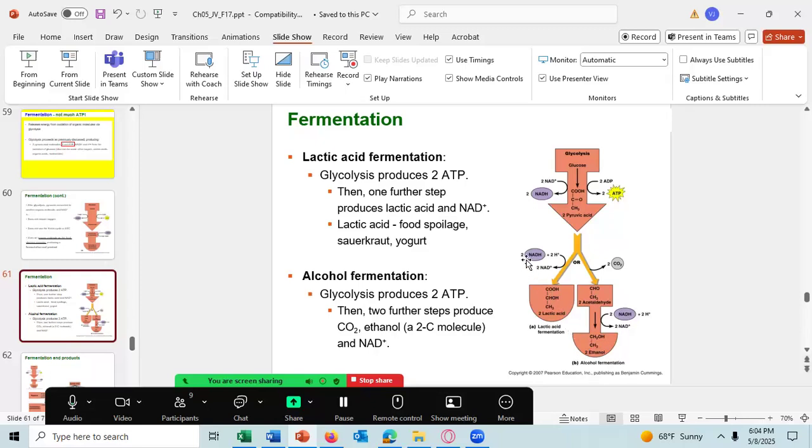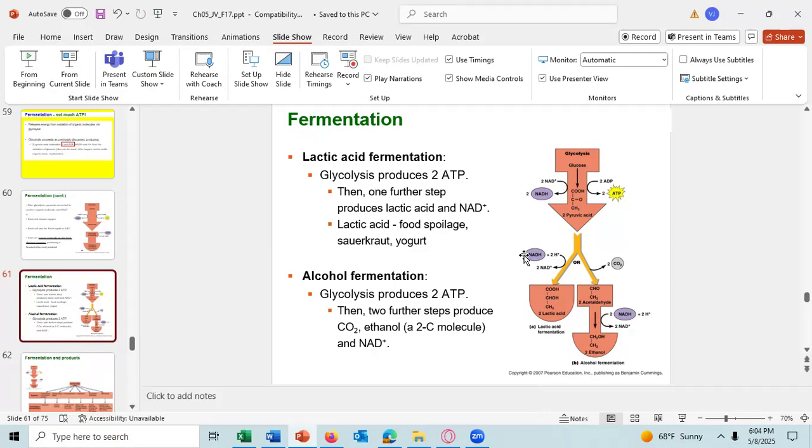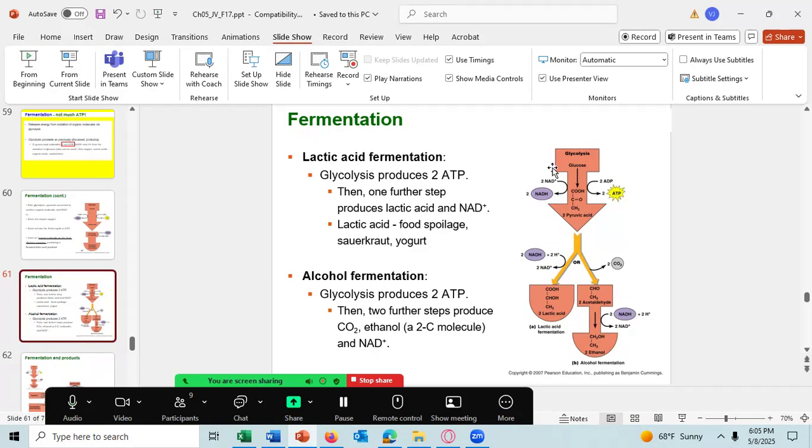Now, why do your cells use up NADH to make lactic acid when the NADH could be stored in the muscle cell and then used in the electron transport chain? You get a lot more ATP out of the electron transport chain than you would get out of fermentation, which for this fermentation step, you don't get any ATP out of it. You get it right here in glycolysis.